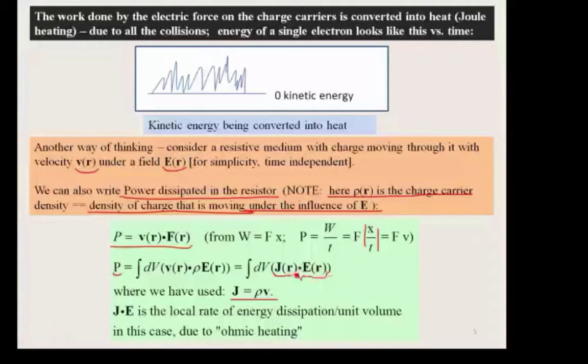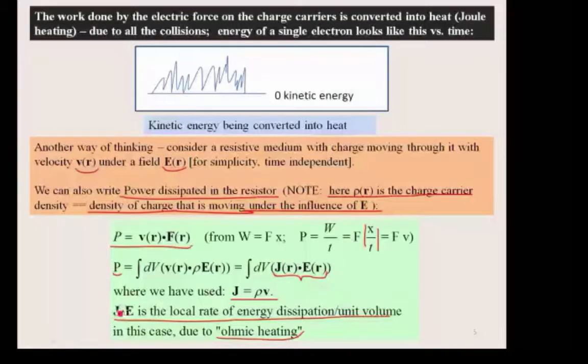Remember, that's a scalar. What is it in terms of looking at this? It's something that's per unit volume, because we're integrating over the volume. So it is the local rate of energy dissipation per unit volume. In this case, we're talking about ohmic or joule heating. Realize this is defined at a point. So for every point inside the resistor, there's this quantity. When we integrate over the volume, we get the total power that is expended.